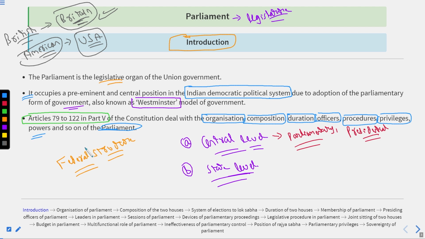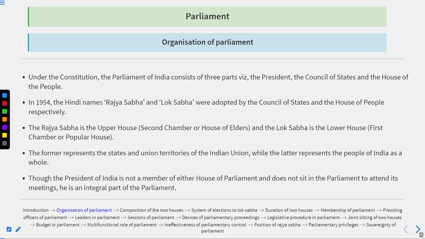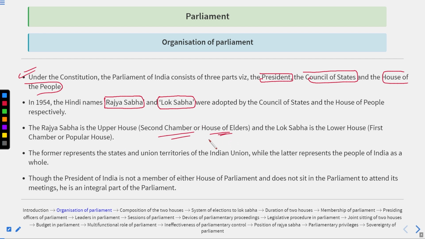All right, thereafter if we move forward, we can say under the Constitution the Parliament of India basically consists of three parts: the President, the Council of States, and the House of the People. If we talk about the Council of States, in Hindi it is known as the Rajya Sabha. And the House of the People, in Hindi it is known as the Lok Sabha. The Rajya Sabha is the upper house and it is a second chamber or House of Elders.